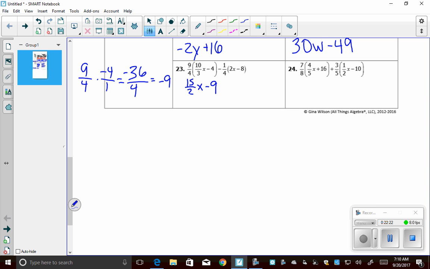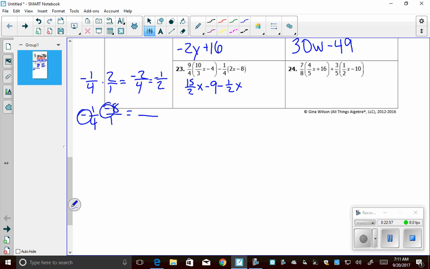Now you have to distribute into the second set of parentheses. You're going to have negative 1/4 times 2 over 1, which gives me negative 2 over 4, which is negative 1/2. So I'm going to do negative 1/2 x. Then I'm going to do negative 1/4 times negative 8 over 1. Negative times negative will give me a positive 8 over 4, which reduces to 2. So I'm going to do a plus 2.